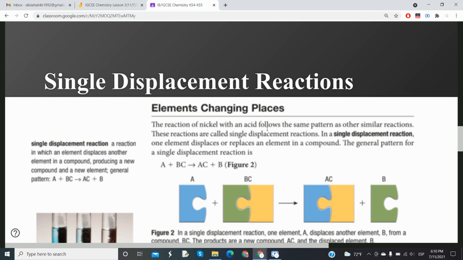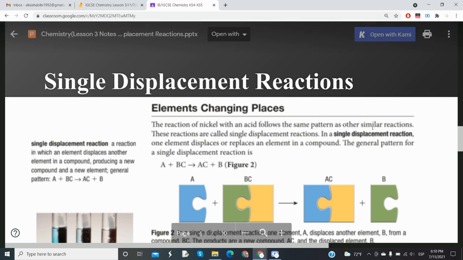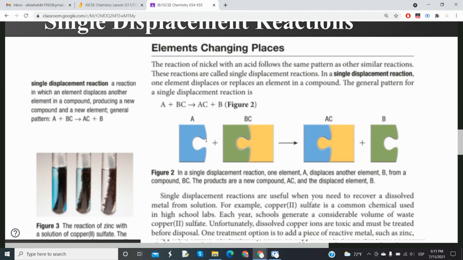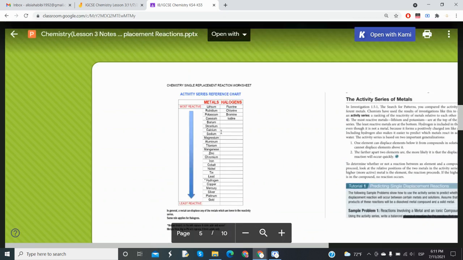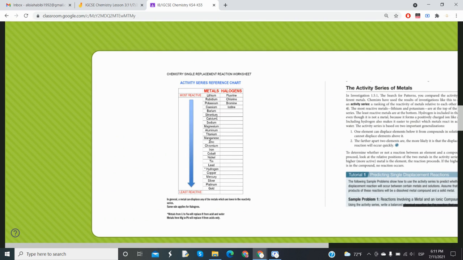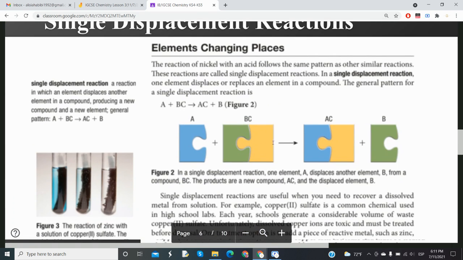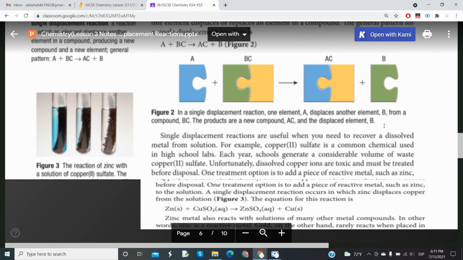So the reaction of nickel with an acid follows the same pattern. So this is an example as other similar reactions. These reactions are considered as single displacements, and in a single displacement reaction, one element displaces or replaces an element in a compound. And like I said, it's basically following this pattern where we have element A reacting with the compound BC, where element A is displacing B, perhaps because element A is at the top of the reactivity series or activity series, and element B that is with the compound is at the bottom. So therefore, element A can displace element B, and so element A reacts with C and then displaces the element B. So we're going to see this in a realistic example.